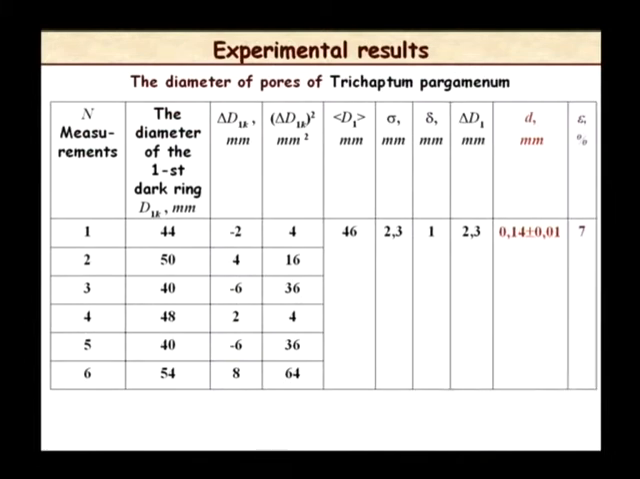The detailed results of measurements of the pore diameter of one polyporous fungi species are represented in this table. You can see that the accuracy is very high. The error is less than 7%. In conclusion, I would like to say that in our project we prove that the usage of the laser diffractometry technique is of great practical interest. This technique has a lot of advantages, as well as some disadvantages.